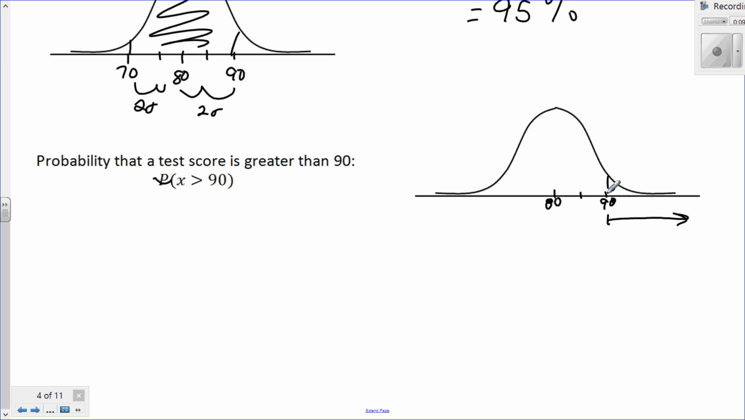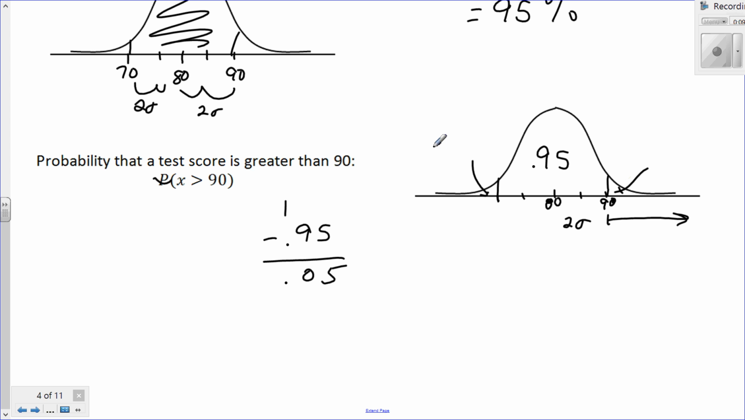So now I already know that 90 is 2 standard deviations higher than the mean, and I know that 95% of the data lies within 2 standard deviations of the mean. The total area under the curve is 1. And 1 subtract the 95% is 5%. So this area is 95%. I've got 5% left to split between this tail and this tail.